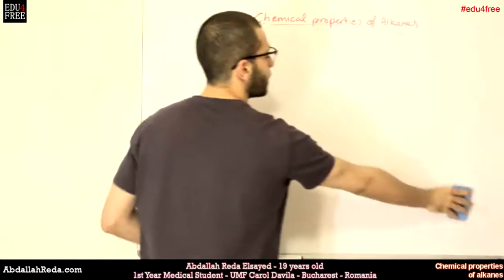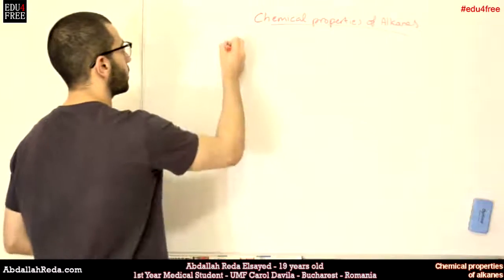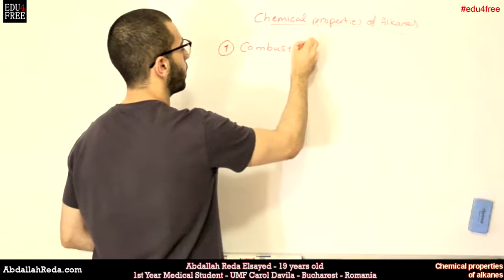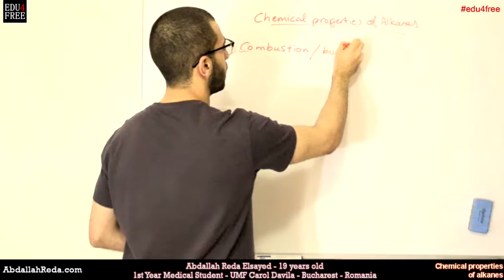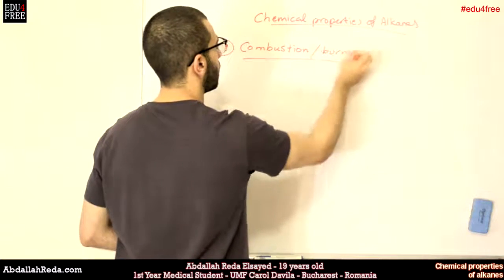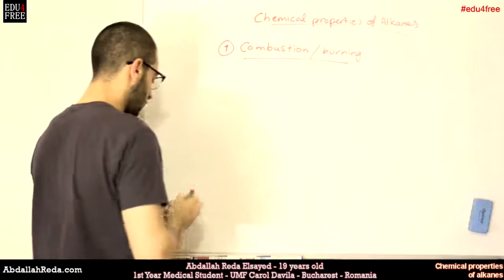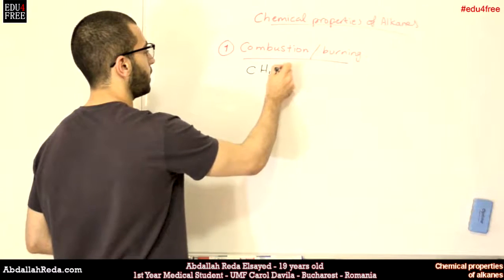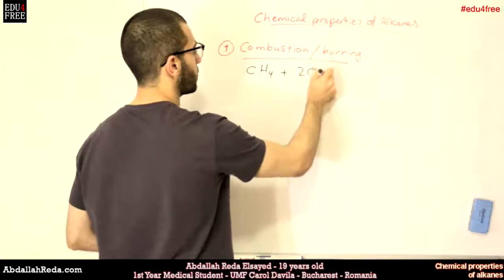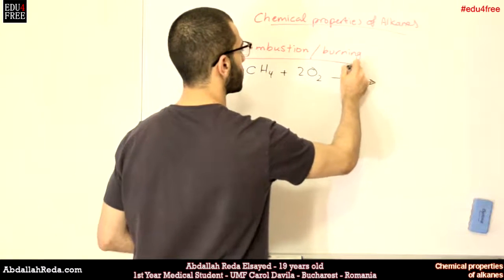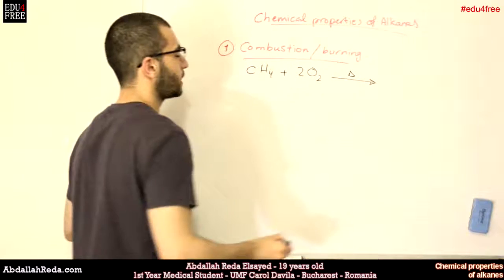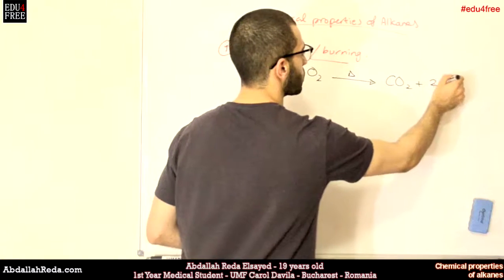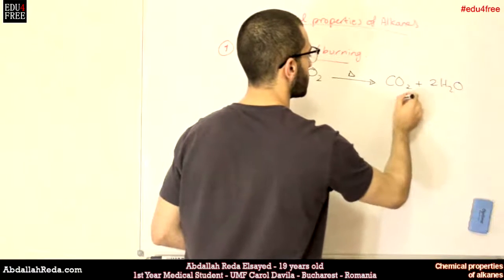So, the first type of reaction is combustion, or burning. And the concept here is very simple. If we have, for example, methane, and it reacts with 2 moles of oxygen in the presence of heat, we will get carbon dioxide gas plus 2 moles of water plus heat.